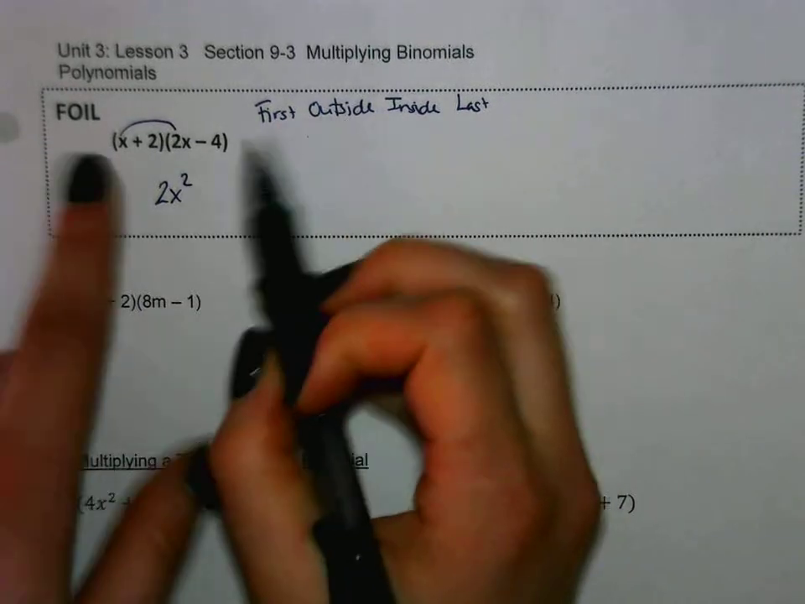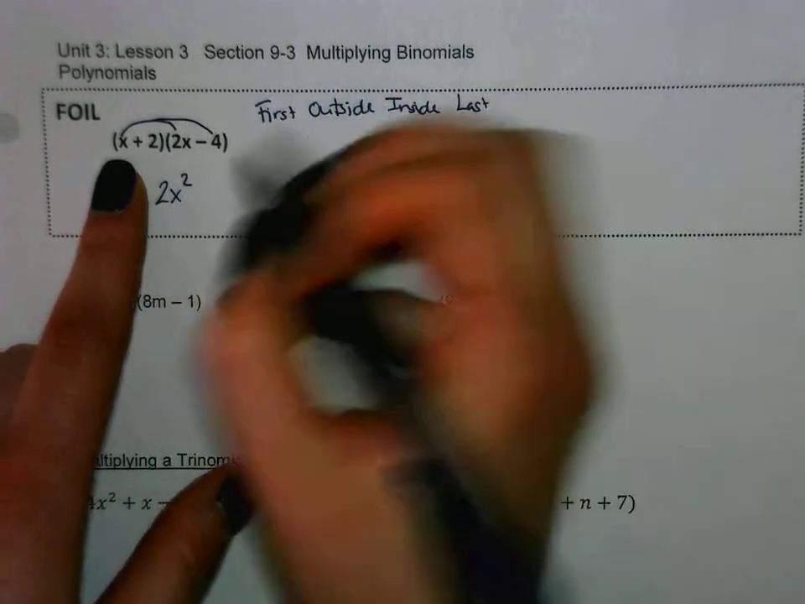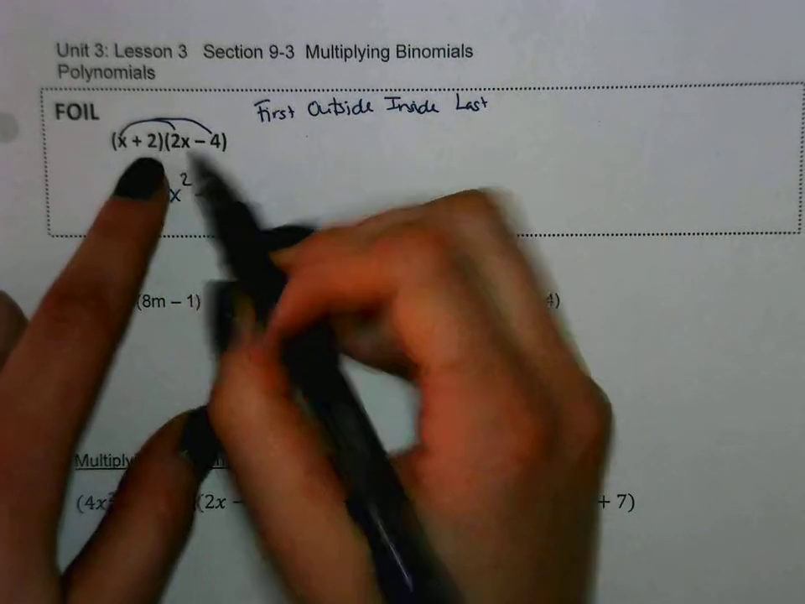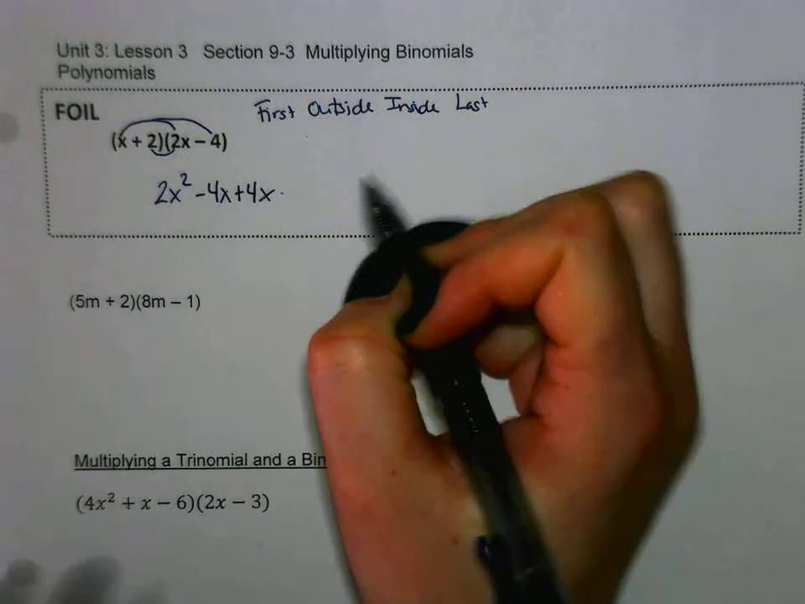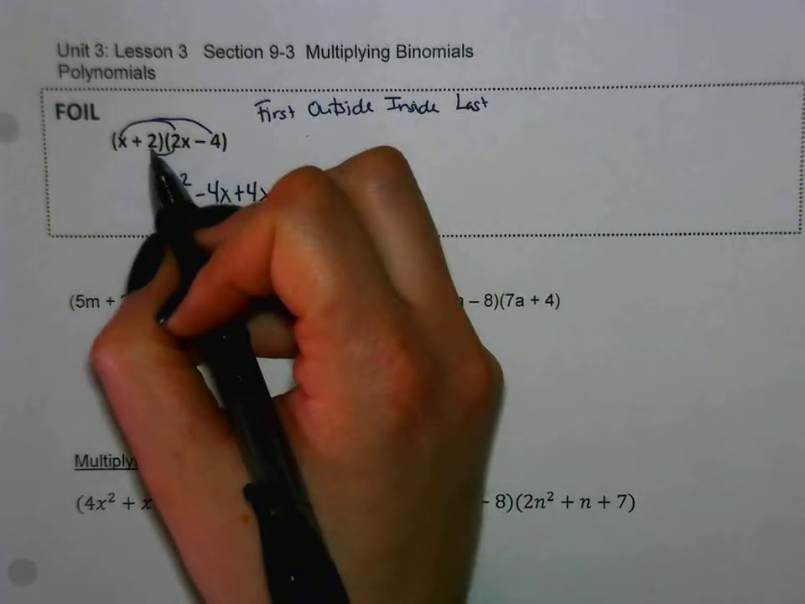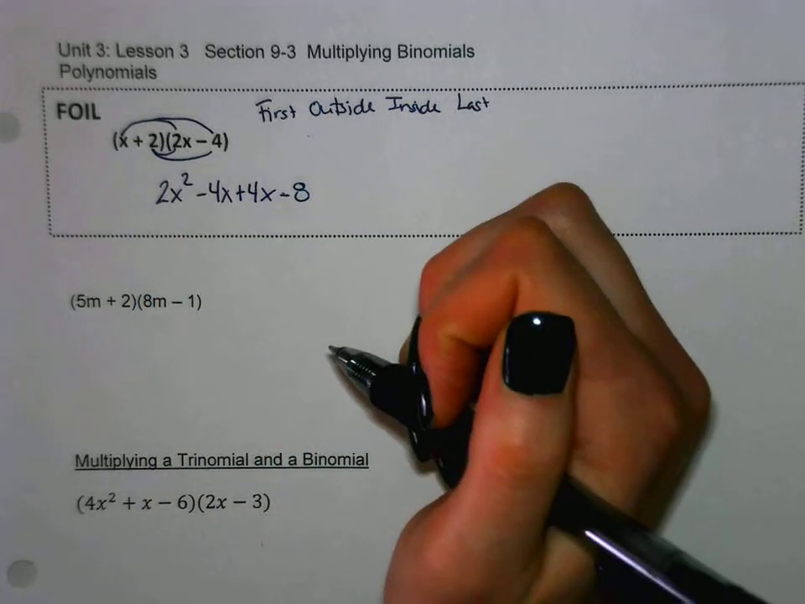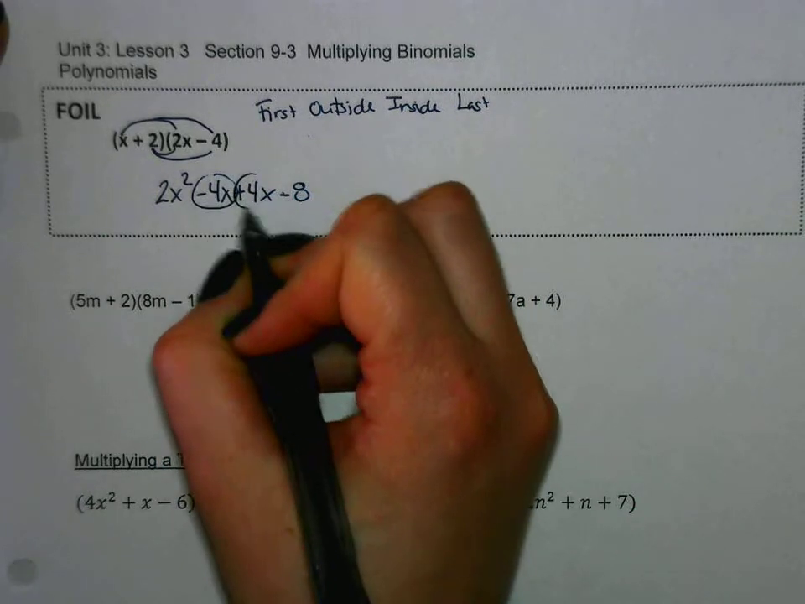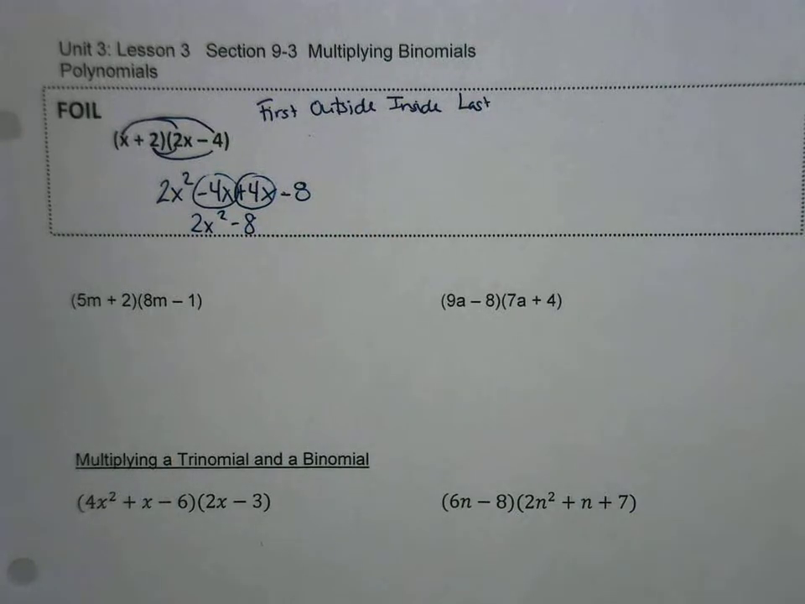The outsides means we would take the outside of both of them in our problem, so x times -4, which is -4x. The inside means we take 2 times 2x, which is a positive 4x. And then the last of each binomial, which is 2 times the -4, to get -8. So when we combine like terms, -4x plus 4x is 0, so we're left with 2x squared minus 8.